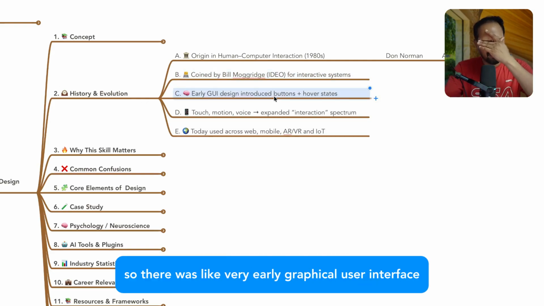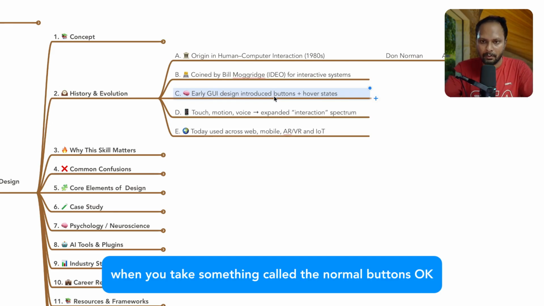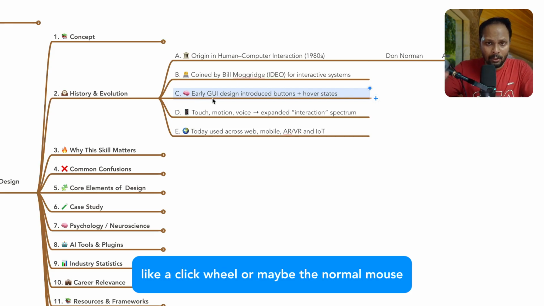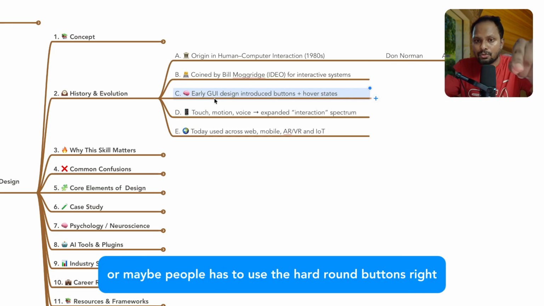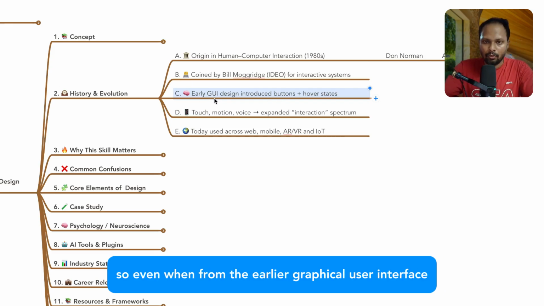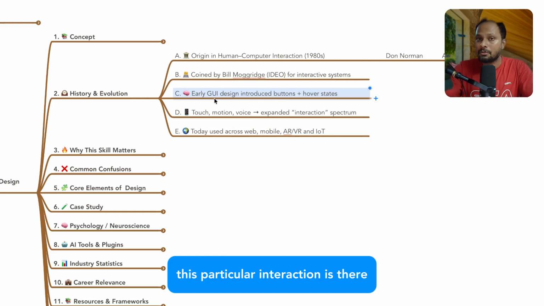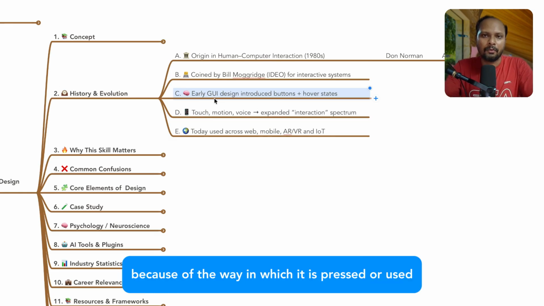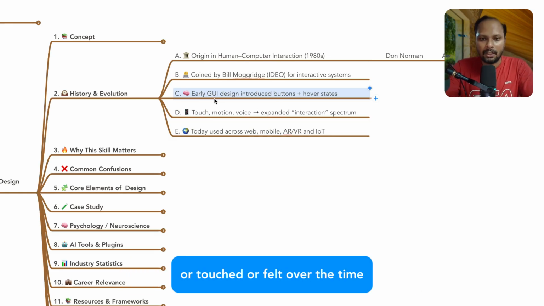So there was a very early graphical user interface, when you take the normal buttons, okay, the physical buttons, or something like a click wheel, or maybe the normal mouse, or maybe people had to use the hard round buttons, right? So even from the earlier graphical user interfaces, this particular interaction is there. The word interaction itself is a normal terminology. So it's always related to design because of the way in which it is pressed or used or touched or felt.